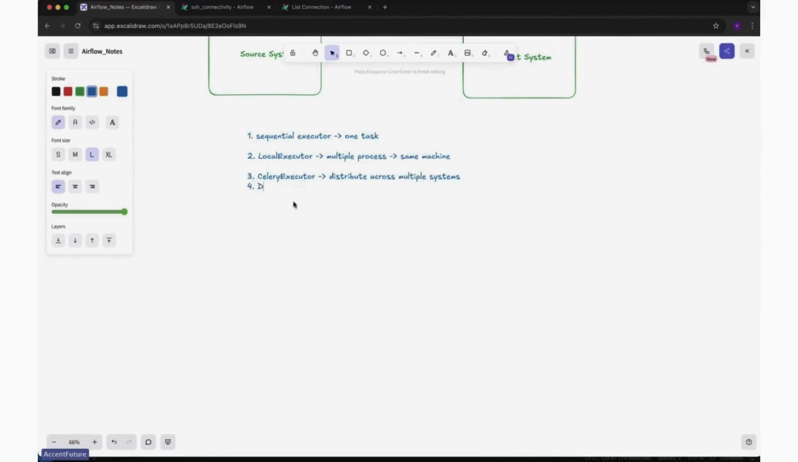And the next one is the Dask Executor. The Dask Executor is used when we have complex jobs, when we require parallel computing systems, when we want to do dynamic task scheduling. This is mainly for more complex workloads. We're going to use the Dask Executor for that.